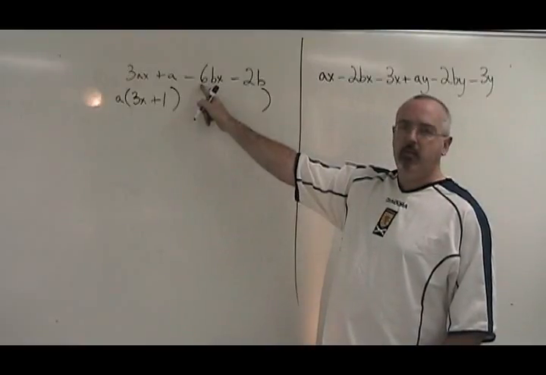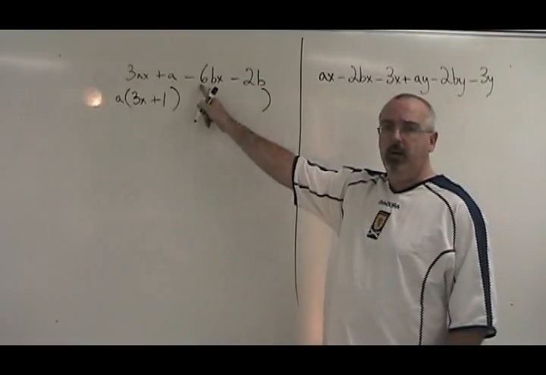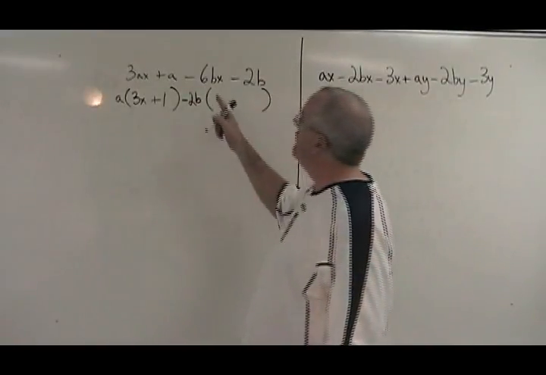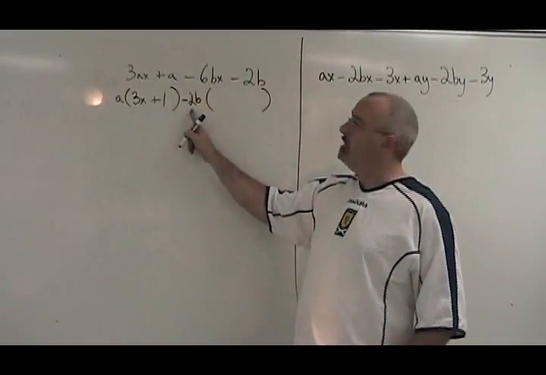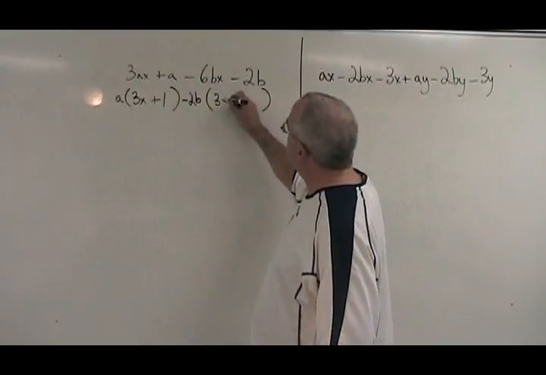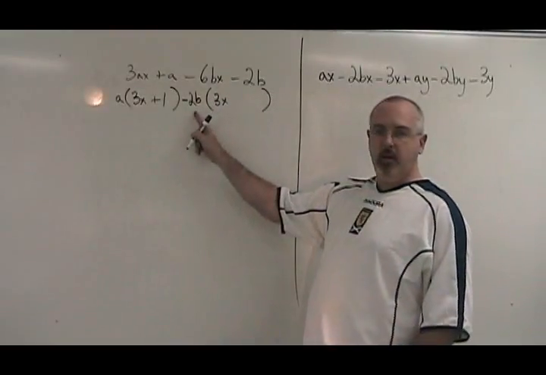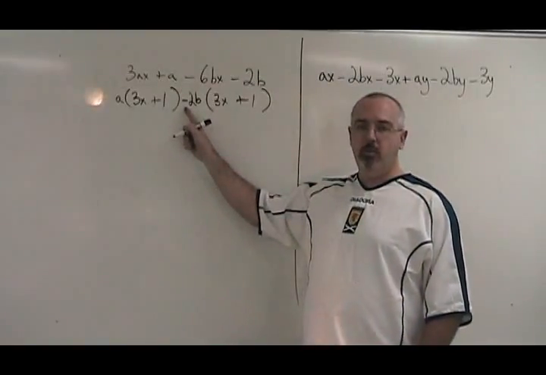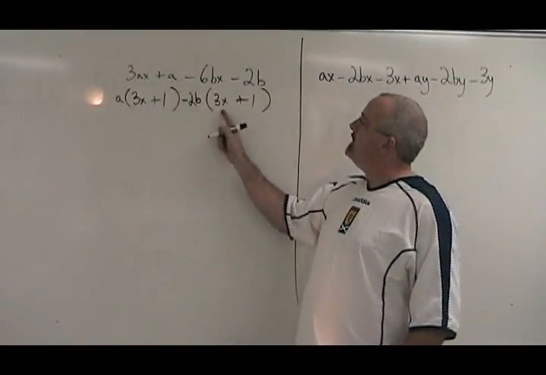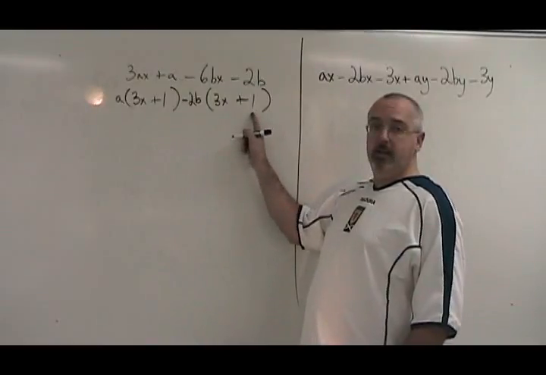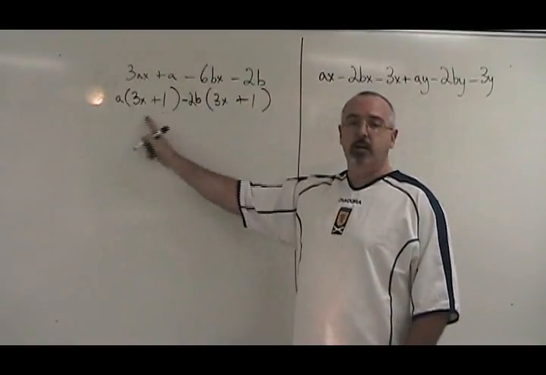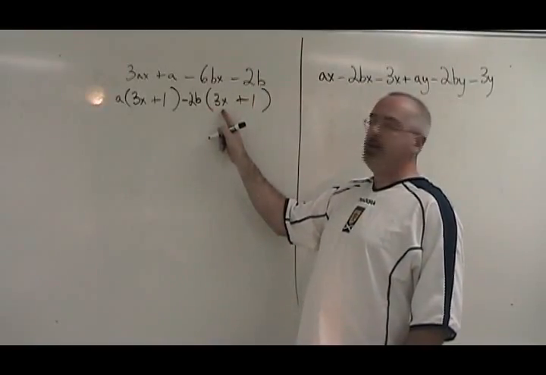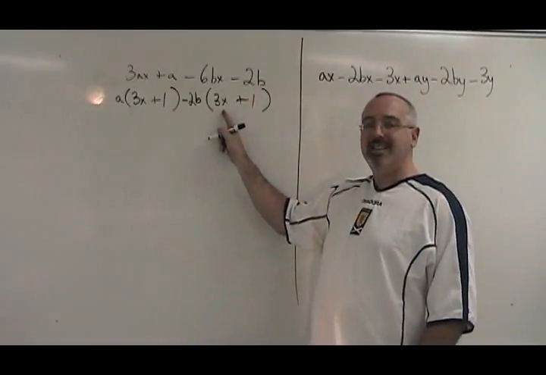I'm going to recommend right now that we factor out a negative 2b, but I will explain why. We write minus 2b here. Negative 6bx divided by negative 2b is 3x. Negative 2b divided by negative 2b is positive 1. The reason we wanted to factor out a negative 2b and not a positive 2b is to make sure that what appears inside our bracket is the same as what appeared inside this bracket. If we had factored out positive 2b, this would have said negative 3x minus 1. And that is not as neat.